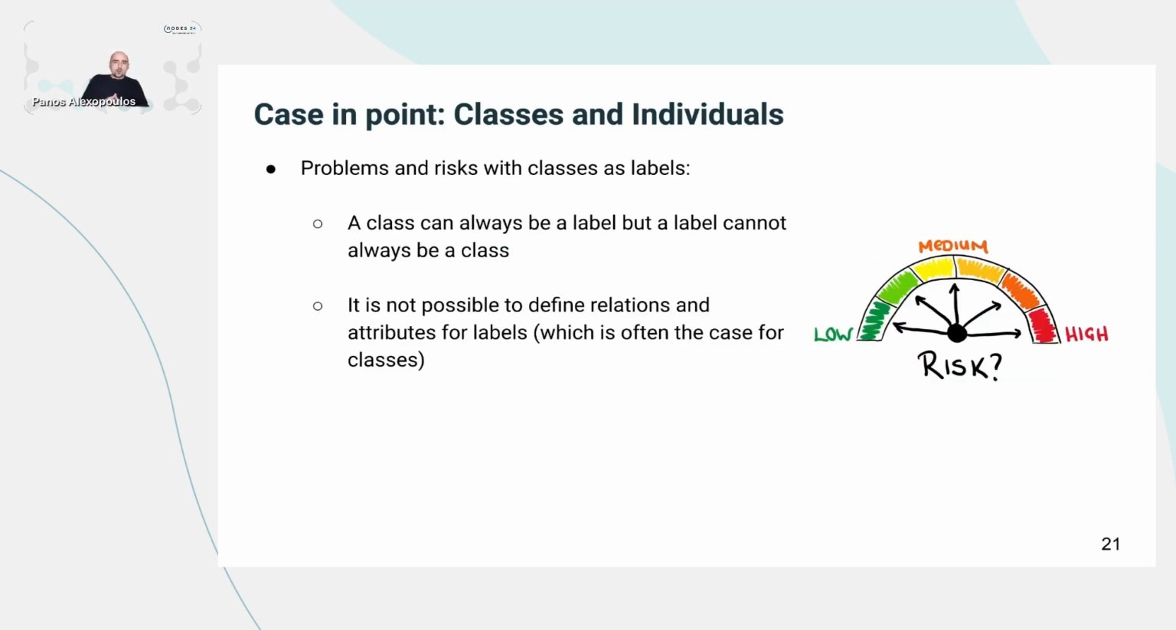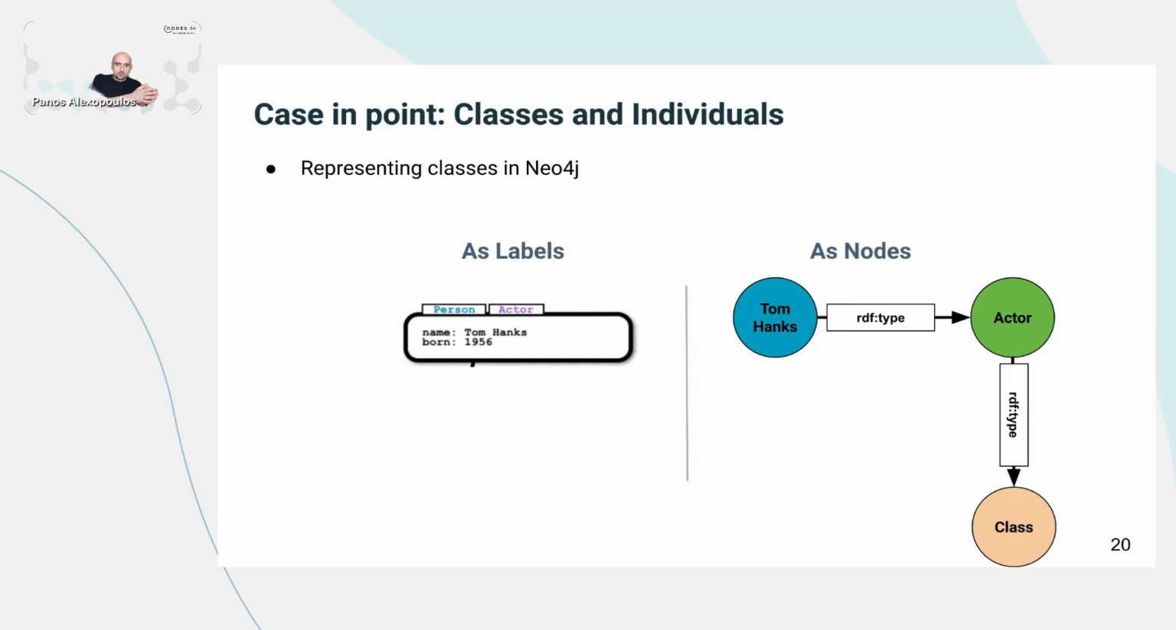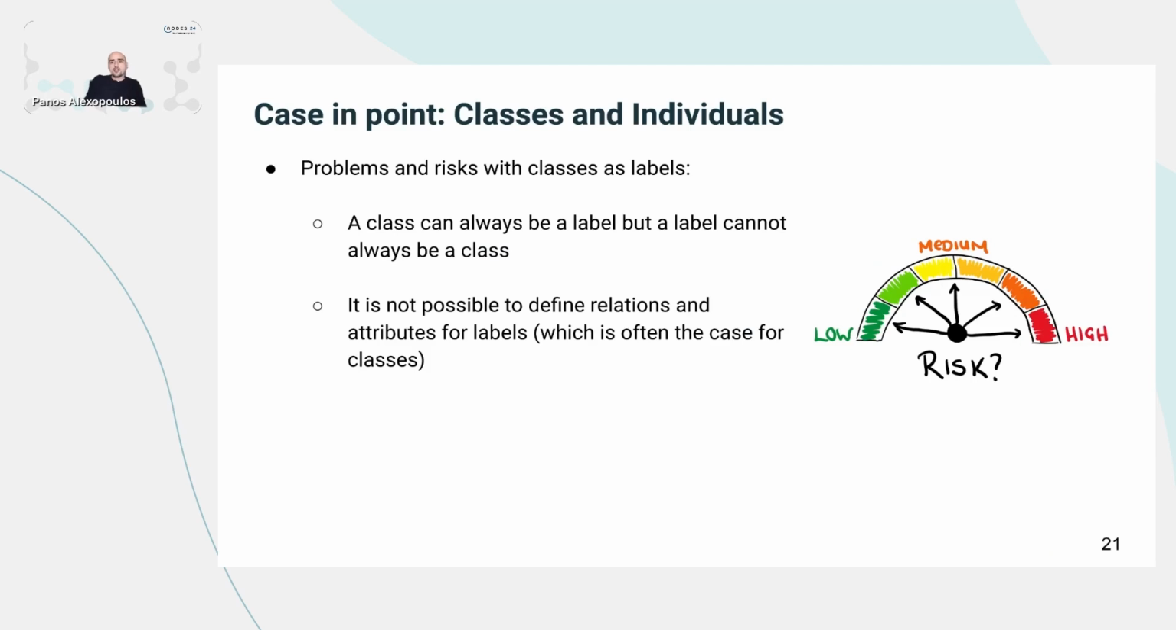So what are the problems and risks with classes as labels, right? So let's say that when we import RDF in Neo4j, we decide to model all our classes as labels. The first problem is a semantic problem. A class can always be a label, but a label cannot always be a class, in the sense that when you have a Neo4j model in LPG, nobody tells you that this has the meaning of a class.